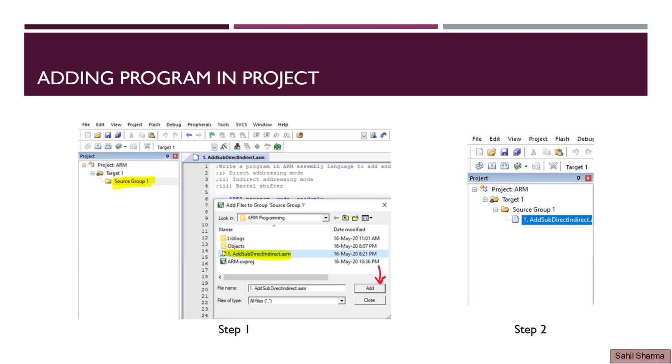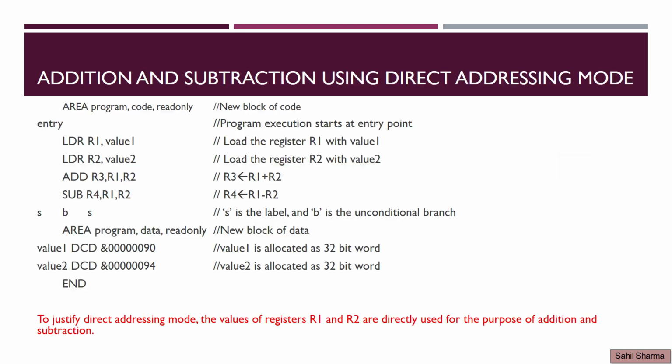After clicking the program name, we will click add button. So adding this takes us here. In the source group 1, we have got our program imported. So this is how we add a program in our project. Now I am going to discuss the first technique to do addition and subtraction.